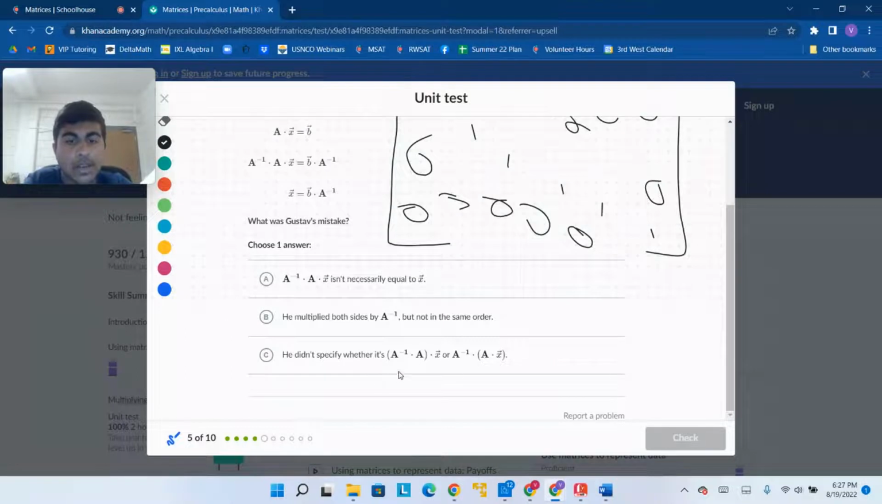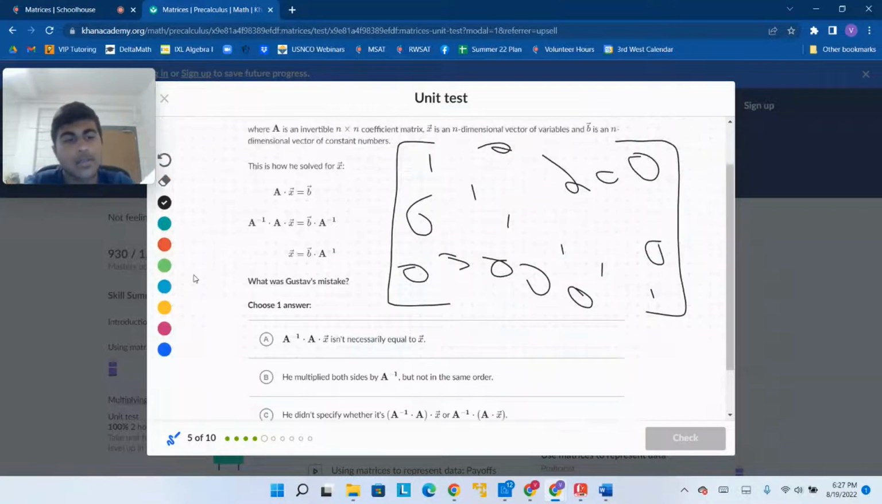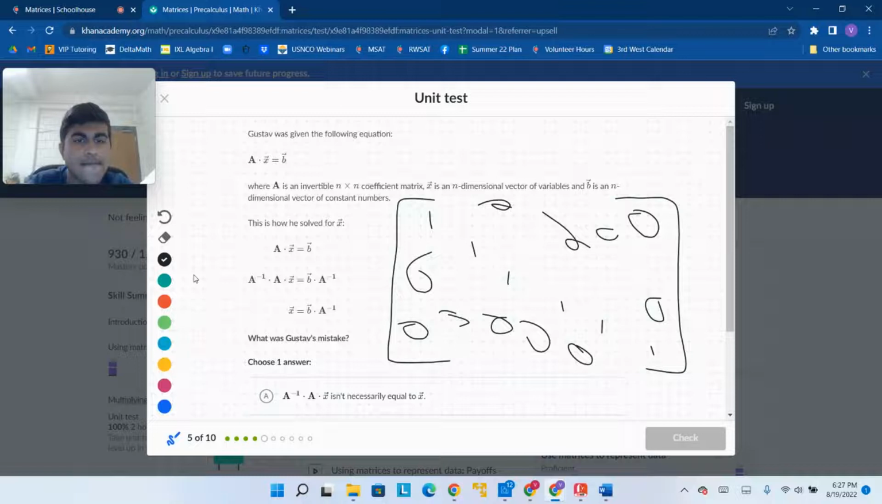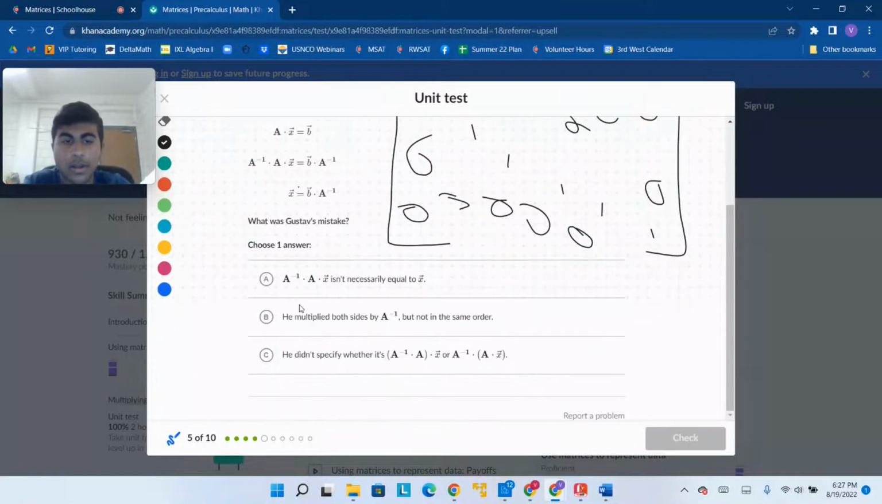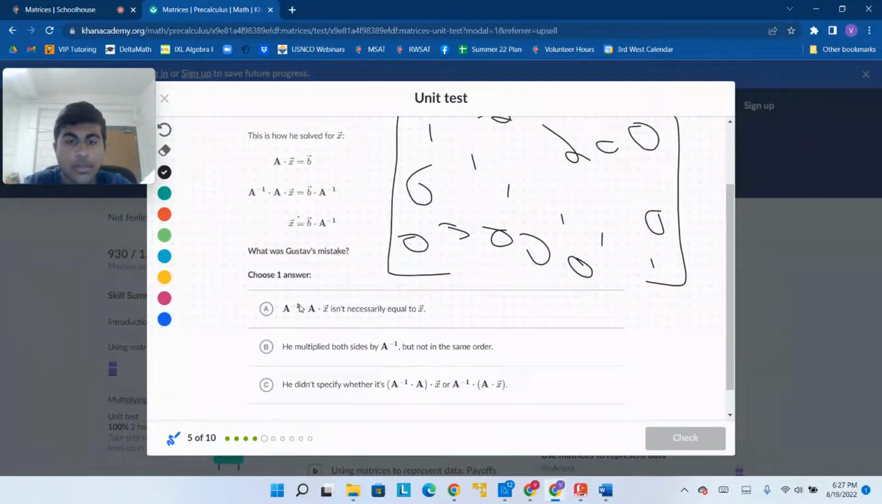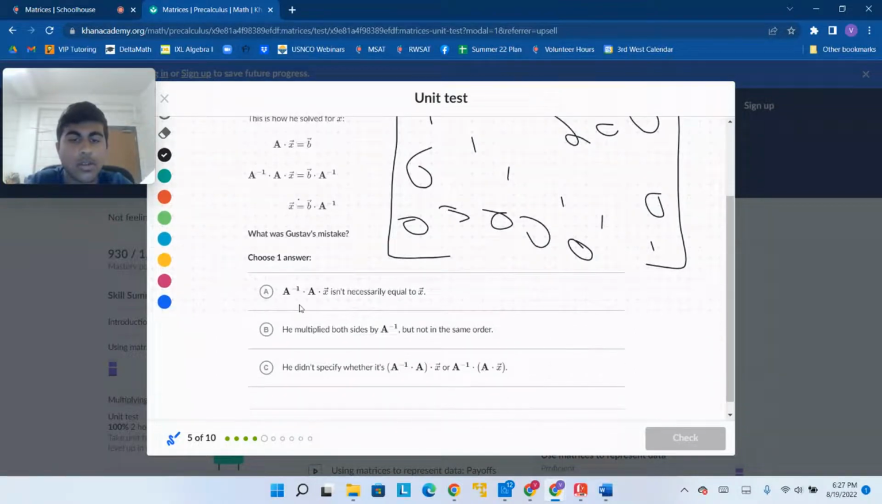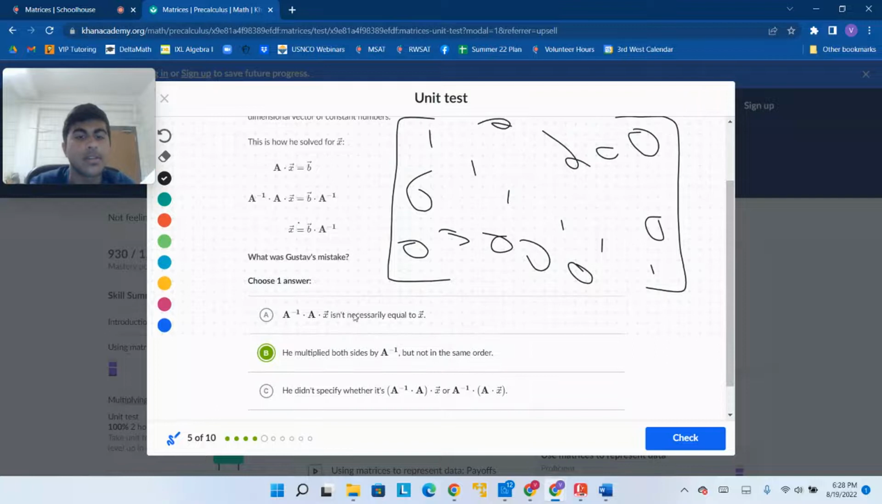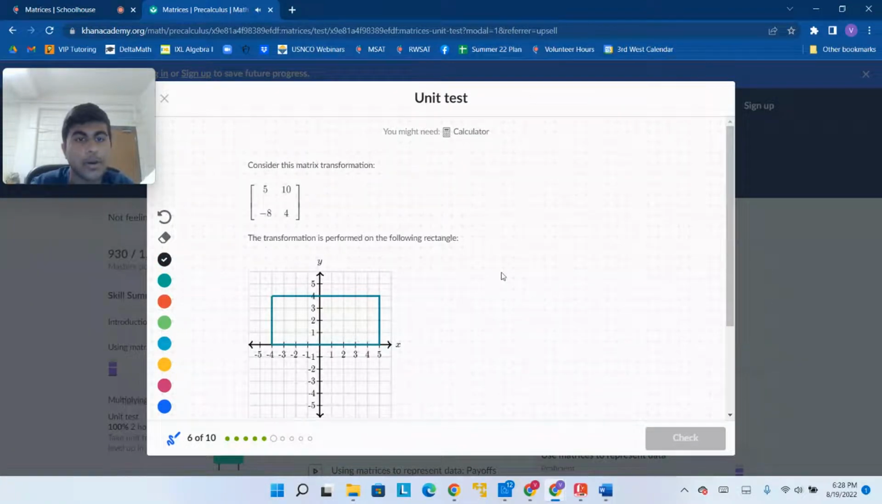You can specify whether it's the inverse of A times x, or the inverse of A times A times x. That is a very good point. He didn't specify that. And since we know that the dot product is going to be in different orders, you multiply both sides by A inverse, you have to do that in the same order first off. He didn't specify this. This is not an issue really, and this is equal to x. So our answer is B. Let's keep going.